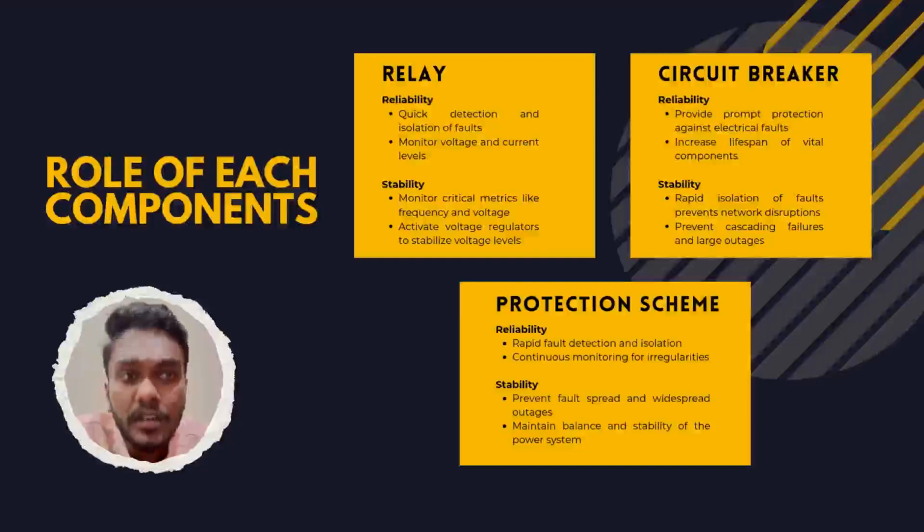Protection schemes are integral to power system reliability as they detect and isolate faults rapidly. By continuously monitoring the electrical grid for irregularities such as short circuits or ground faults, these schemes activate relays or circuit breakers to disconnect the affected area.